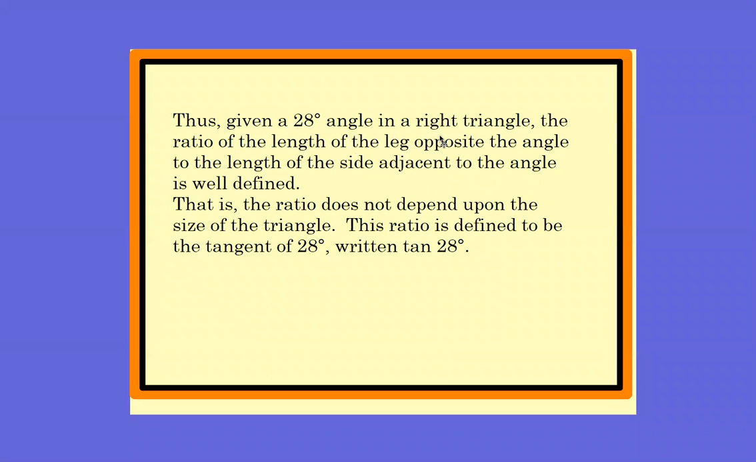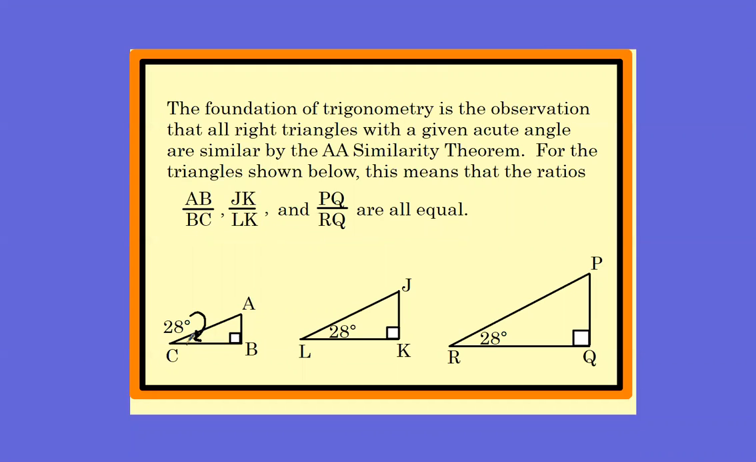Thus, given a 28-degree angle in a right triangle, the ratio of the length of the leg opposite the angle to the length of the side adjacent to the angle is well defined. That is, the ratio does not depend upon the size of the triangle. This ratio is defined to be the tangent of 28 degrees, written tangent of 28. And if you remember from a little bit ago, the tangent of an angle, say tangent of angle A, is always your opposite side divided by your adjacent side. That is exactly what we looked at. So with respect to this 28, the side that's opposite is AB, my opposite side, over my adjacent side, which is BC.